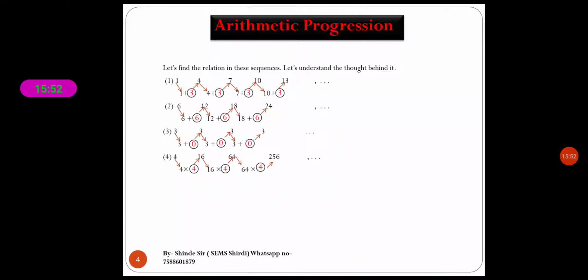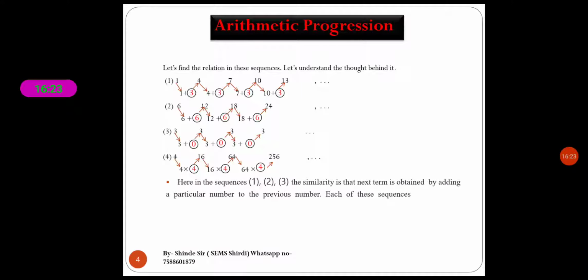Means there is a particular pattern here. In the first three sequences, if we add a particular number, then we get the next term. In the fourth sequence, if we multiply by a particular number, we get the next term. Then what do we conclude here? In the sequences 1, 2, 3, the similarity is that the next term is obtained by adding a particular number to the previous number. Each of these sequences is called an arithmetic progression.